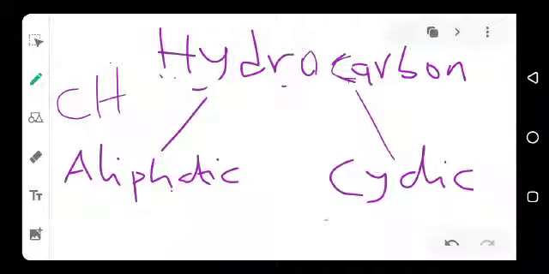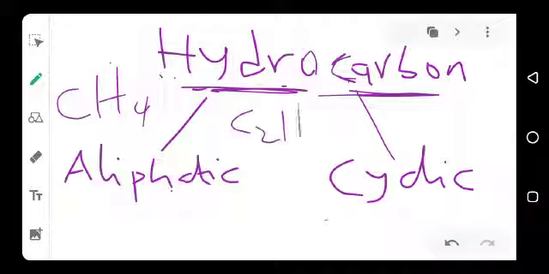Just like the name suggests, hydrocarbon, this is for hydrogen and this is for carbon. So a hydrocarbon consists of carbon and hydrogen only. Something like CH4, something like C2H6. There are only hydrogen atoms and carbon atoms here. So because of that, these two compounds are hydrocarbons.